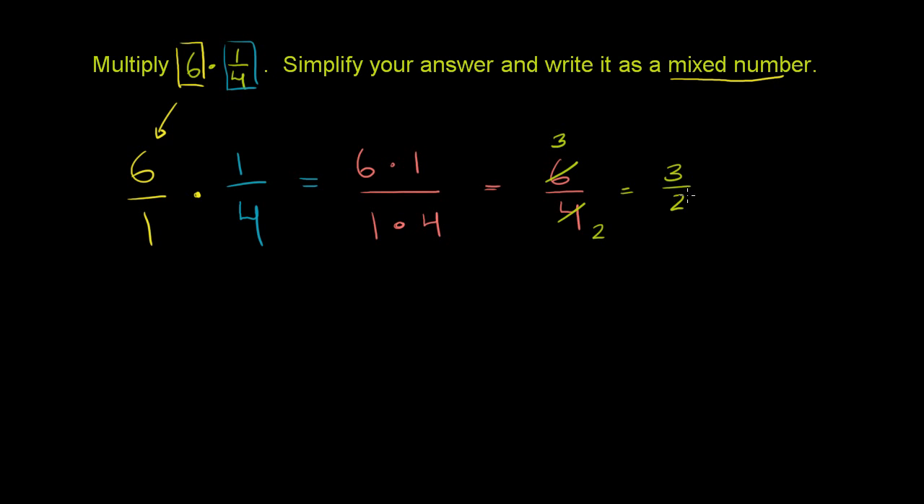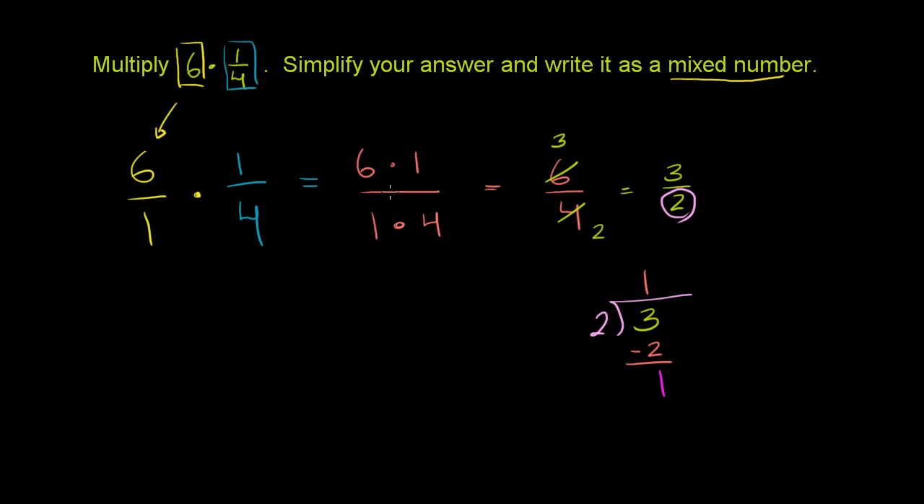So it's still written as an improper fraction. We now have to write it as a mixed number. And the process for writing it as a mixed number, you just divide the denominator into the numerator. So this just becomes 2 into 3. Divide 2 into 3. 2 goes into 3 one time. 1 times 2 is 2. You subtract. You have a remainder of 1.